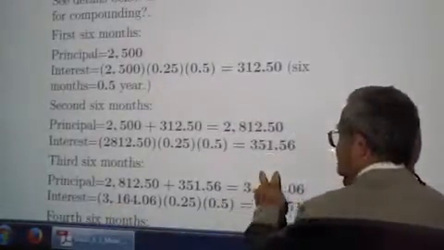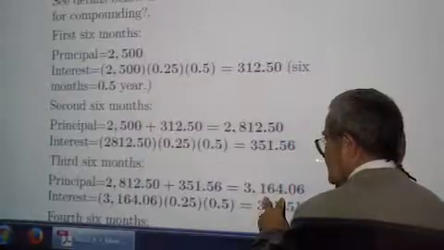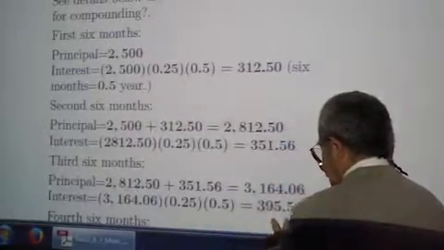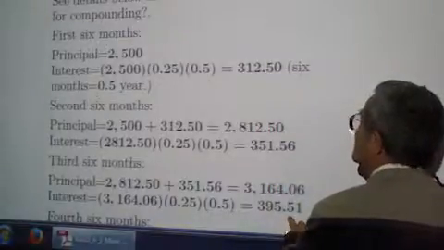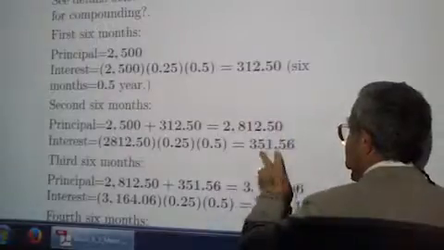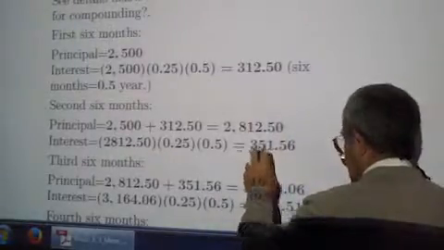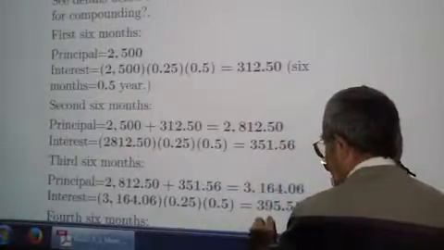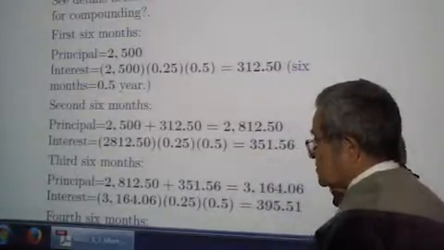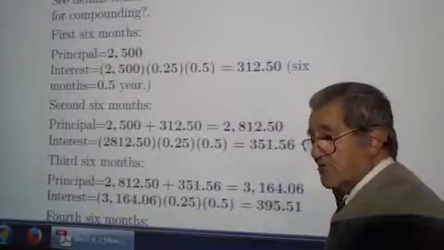Principal, this number right here, times rate times time, $395.51. So the first time it was $312.50, the second $351, and then $395. The interest keeps going up, much to the advantage of the person who is lending you the money. You have to pay back more.